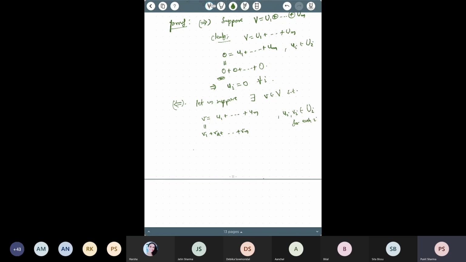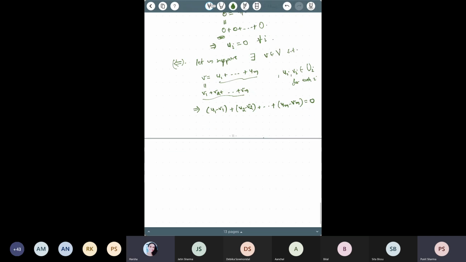So you are saying that from here we can say, because both of these things are equal to v, this sum is equal to this sum, and then you can apply the inverse of the elements from one side to the other side. So you can write it as u1 minus v1 plus u2 minus v2 and so on up to um minus vm. Yes sir. Then the only way to represent 0 is 0, so all of these will be equal to 0.